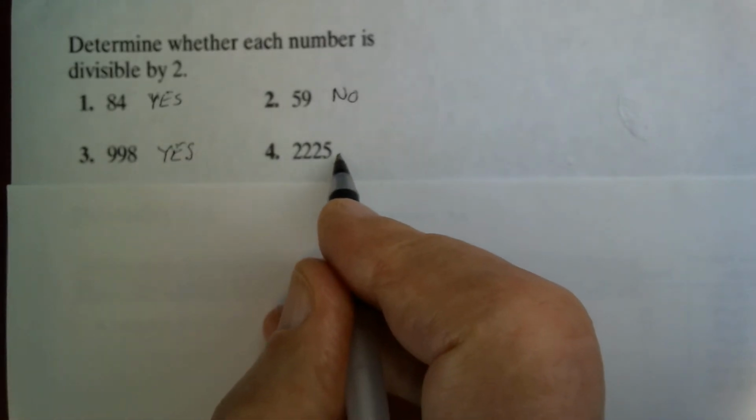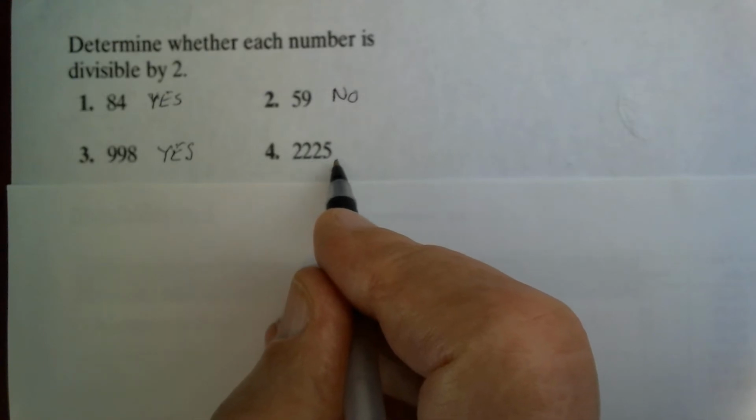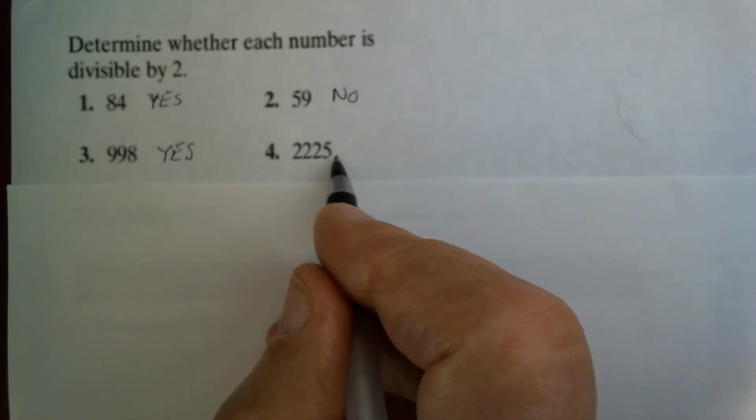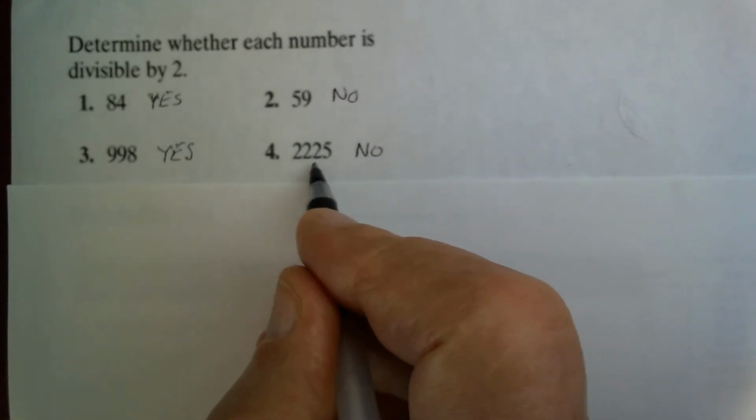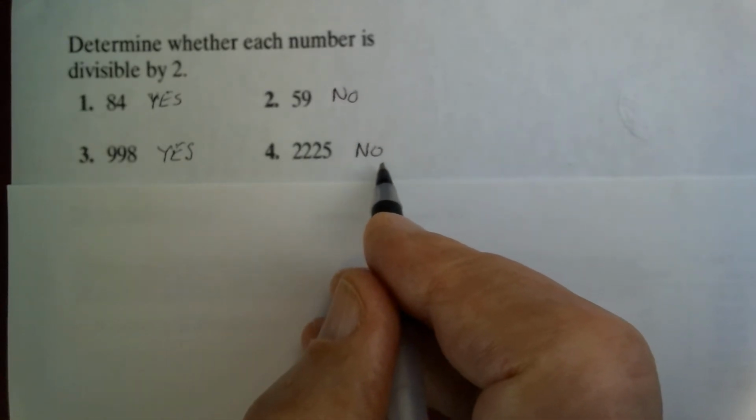Similarly, in number 4, the ones digit is a 5, so it's an odd number, not divisible by 2, so the whole number, 2,225, is not divisible by 2. So as you can see, that's a pretty straightforward thing.